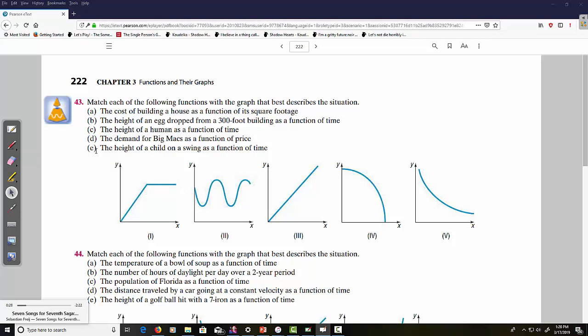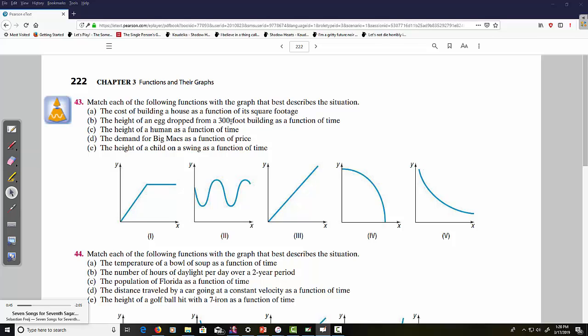So let's see. Cost of building a house is a function of its square footage. I would go straight to 3 for this, because the more you build, the more it's going to cost, the more square footage you have. So that's a pretty straight increase.